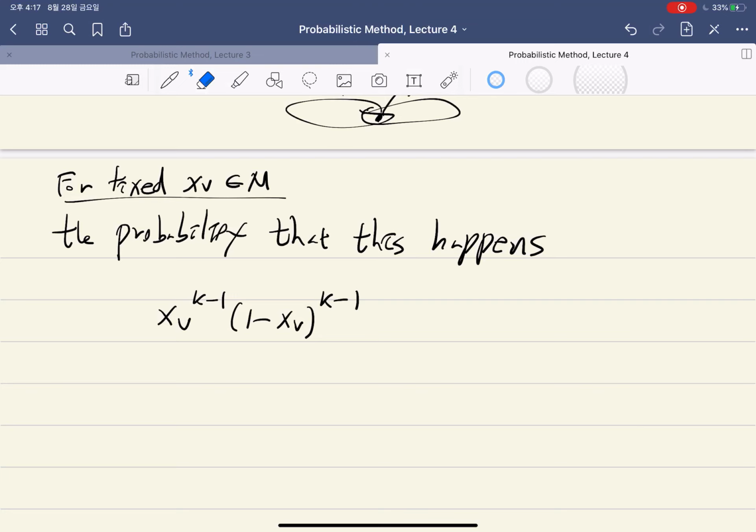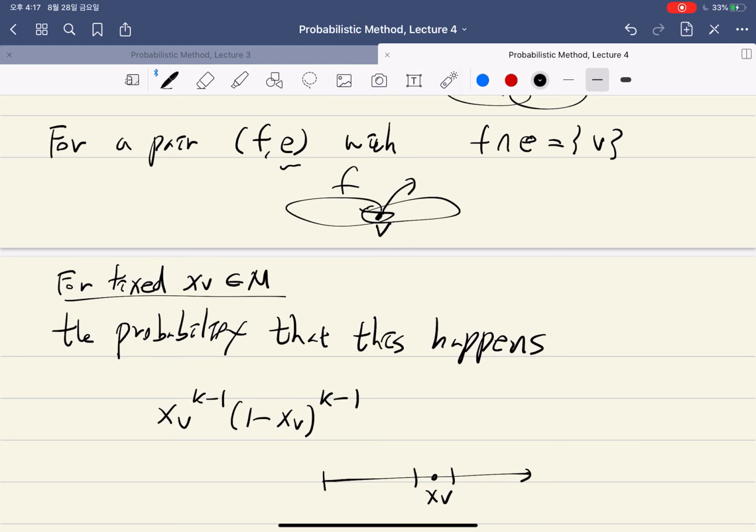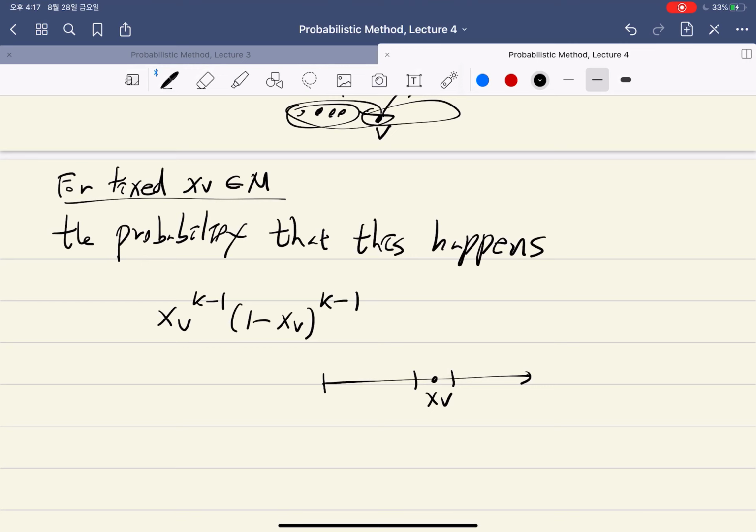So what it means is that once you fix this xp, then all the vertices in here, in F, must lie within this range. That happens with the probability x sub b to the k minus 1. And all the vertices here must lie in here, which happens with the probability 1 minus xb to the k minus 1.